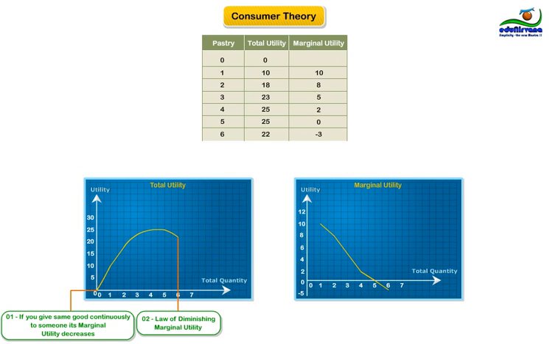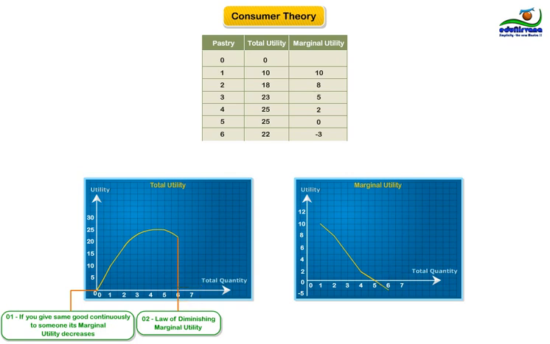Got it. So after pastry 5, any additional pastry reduces my overall utility level. Going back to my experience, actually, I was feeling nauseated after pastry 5, even while I went to the 6th and the 7th pastry. Interesting.